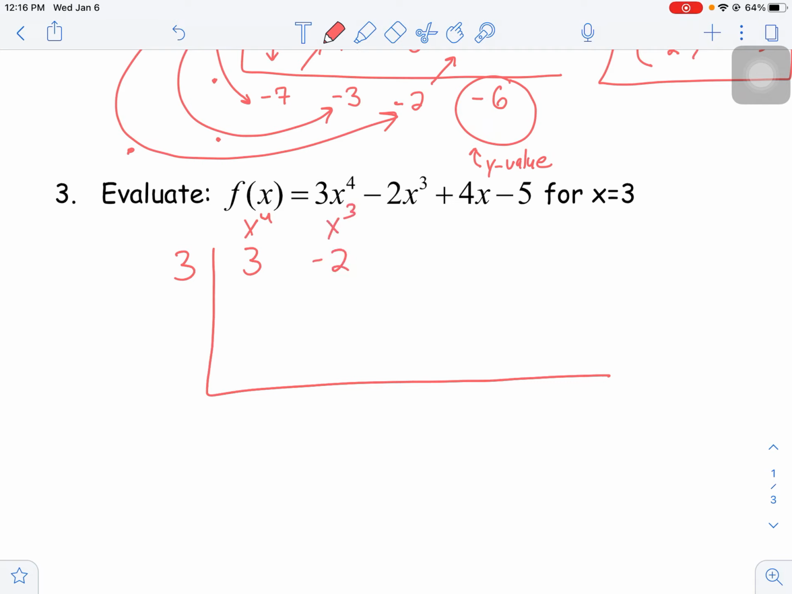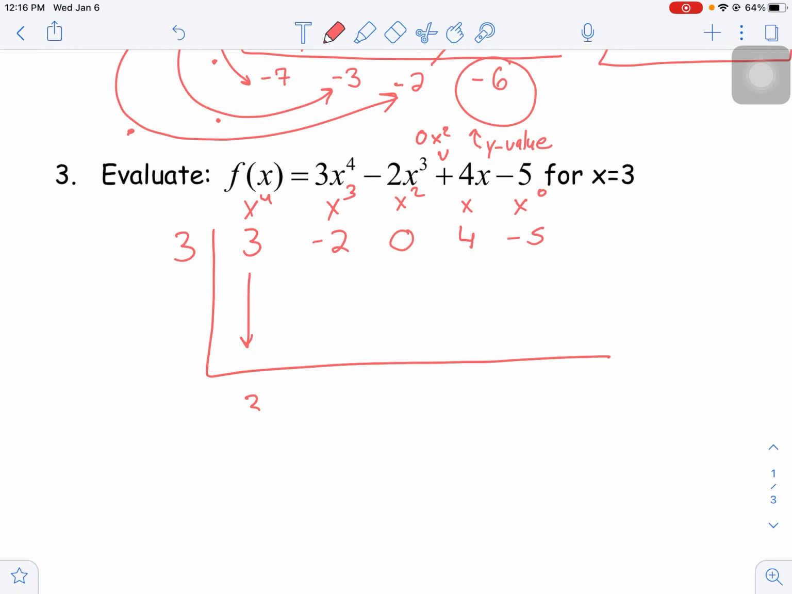This is our x cubed. As you can see, we skip x squared. So this is technically 0x squared. So we do need to still fill it in. So that's 0 over the x squared, 4 for the x, and then negative 5 for the x0. Notice how we go down exponentially, skipping none of the terms, even if they aren't in the equation.